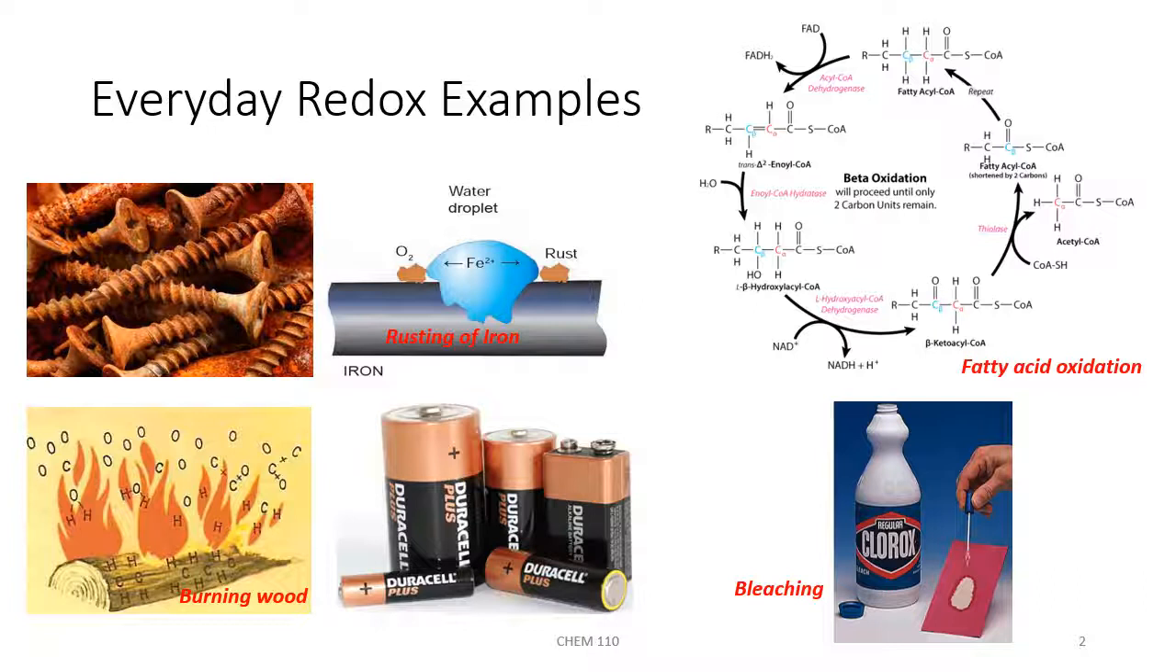For example, when iron combines with oxygen to form rust or iron oxide, the iron becomes oxidized in the process. Hydrocarbons, or substances that only contain hydrogen and carbon, undergo combustion, which is an oxidation reaction. If you've taken biochemistry or biology, you will eventually learn about beta oxidation. And if you take Chemistry 112, we'll spend a bit of time learning about electrochemistry and batteries.